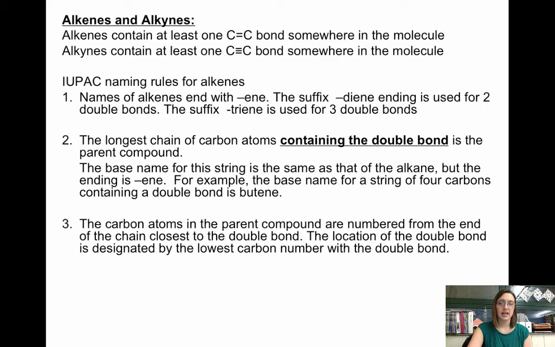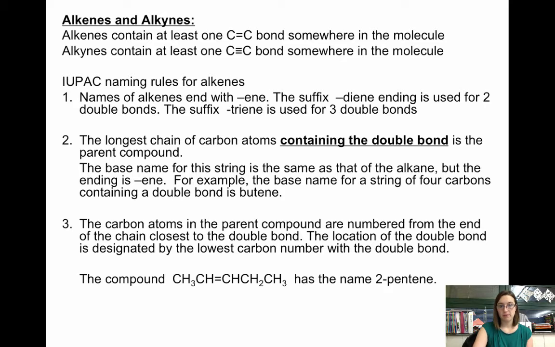The carbon atoms in the parent chain are going to be numbered from the end of the chain closest to the double bond. So your double bond is going to get priority in everything. Even if you have methyl groups or ethyl groups or propyl groups, your double bond still needs the lowest carbon number. You want the double bond to have the lowest number.